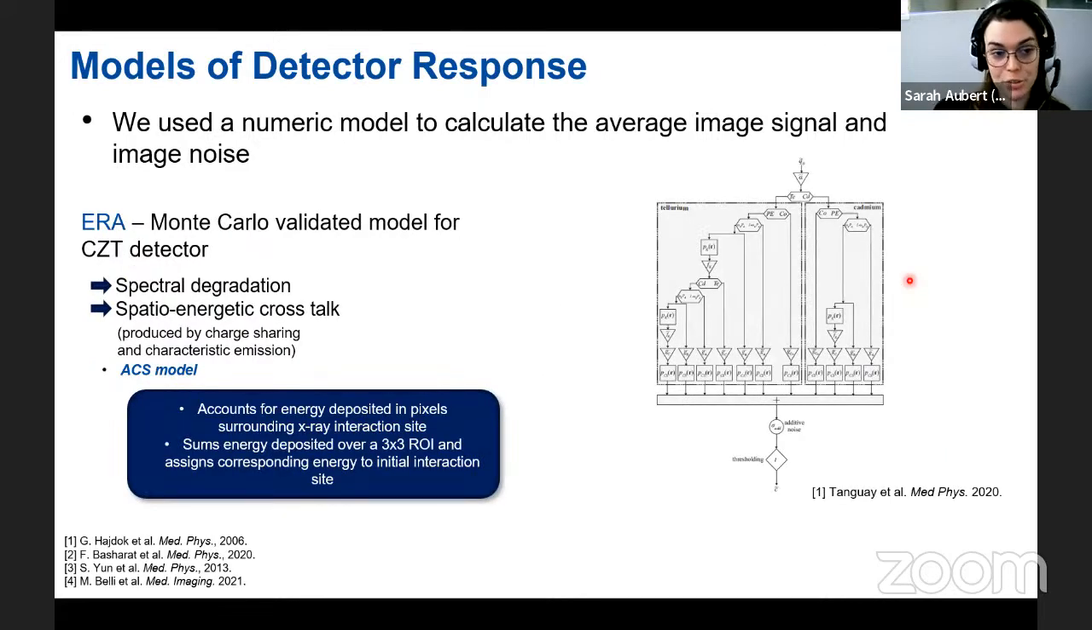For our energy resolved approach with our photon counting detector, we use a Monte Carlo validated model for a cadmium zinc telluride detector. This model accounts for spectral degradation and spatial energetic crosstalk that are produced by charge sharing and characteristic emission. As mentioned, we also modeled this using the ACS to compensate for some of the effects of charge sharing and emission. So our model was modified to account for energy that was deposited in pixels surrounding the initial interaction X-ray site. It sums the energy deposited over a 3x3 region of interest within our detector and assigns the corresponding energy back to the initial interaction site.